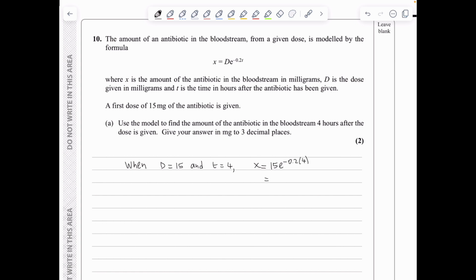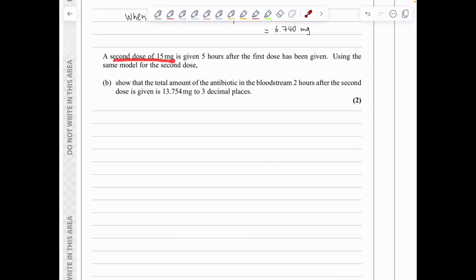If we plug this on the calculator, we get an answer of 6.740 milligrams. We are then told that the second dose of 15 milligrams is given 5 hours after the first dose has been given, and we need to show that the total amount of antibiotic 2 hours after the second dose is given works out to be 13.754 milligrams to 3 decimal places.